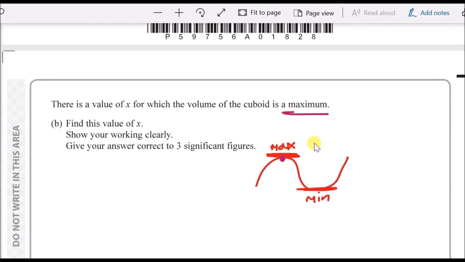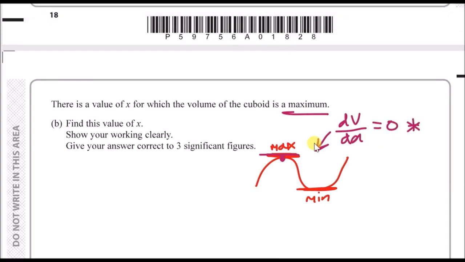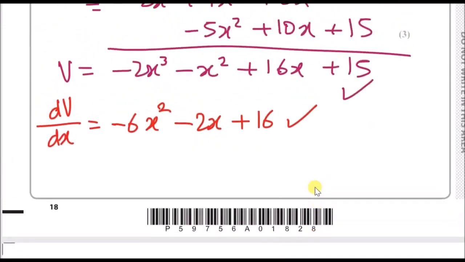To do that, you can see that the gradient here is flat, so we've got a flat gradient. This means dV over dx must be 0. So when you see the words turning point, maximum, minimum, stationary point, differentiate and set it to 0. So let's do that, yeah? So let this equal 0. We're now going to have minus 6x squared minus 2x plus 16 equals 0.